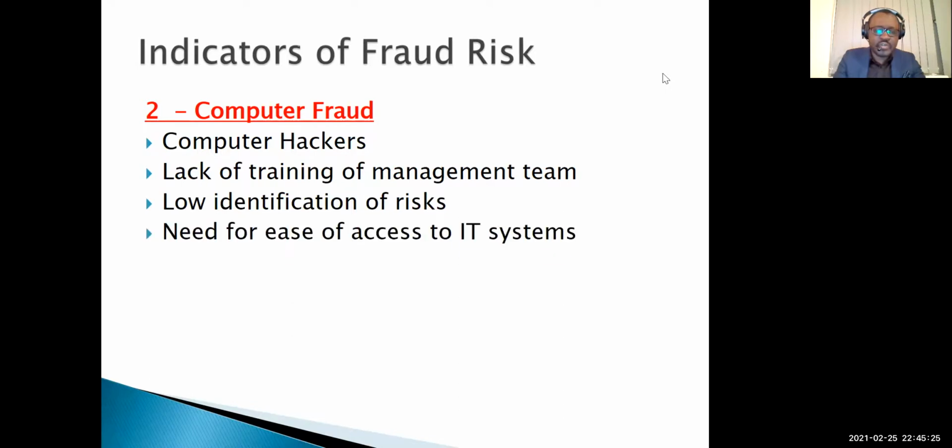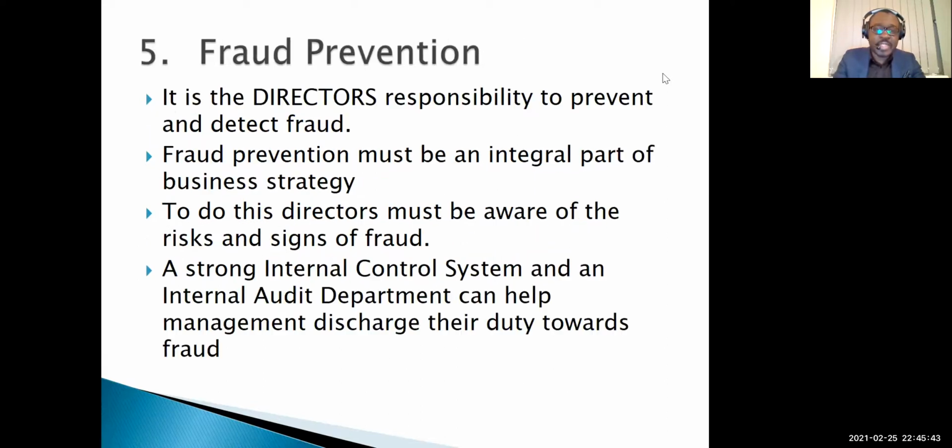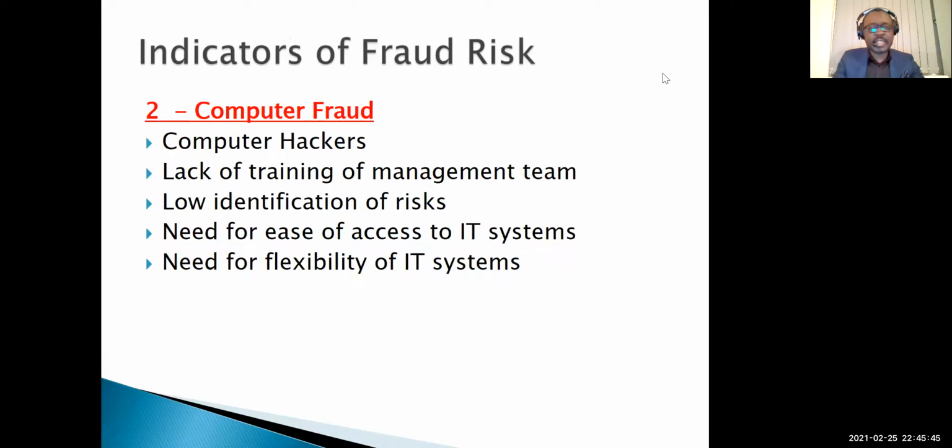Low identification of risk or a poor control system to identify risk. There's the need for ease of access to IT systems. So many controls are in place, so somebody is calling to relax the controls so that we can easily access our IT systems. It is an indication of fraud. Like I said, someone wants the IT systems to be flexible. It is an indication of fraud.